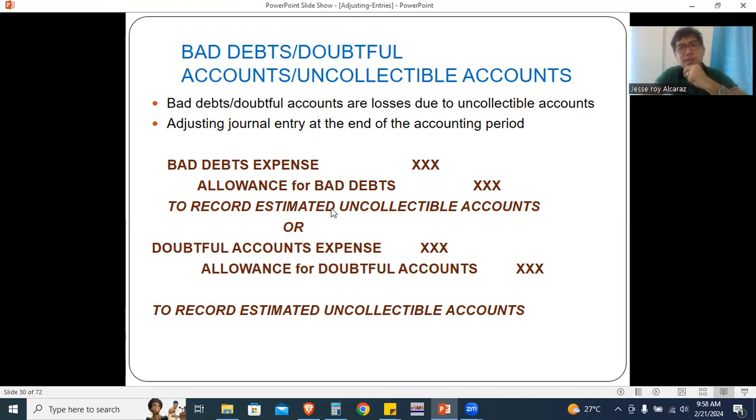Okay? So the entry to record bad debts is debit bad debts expense, credit allowance for bad debts if you are following the allowance method, although nata ginatawag na expense method pod.